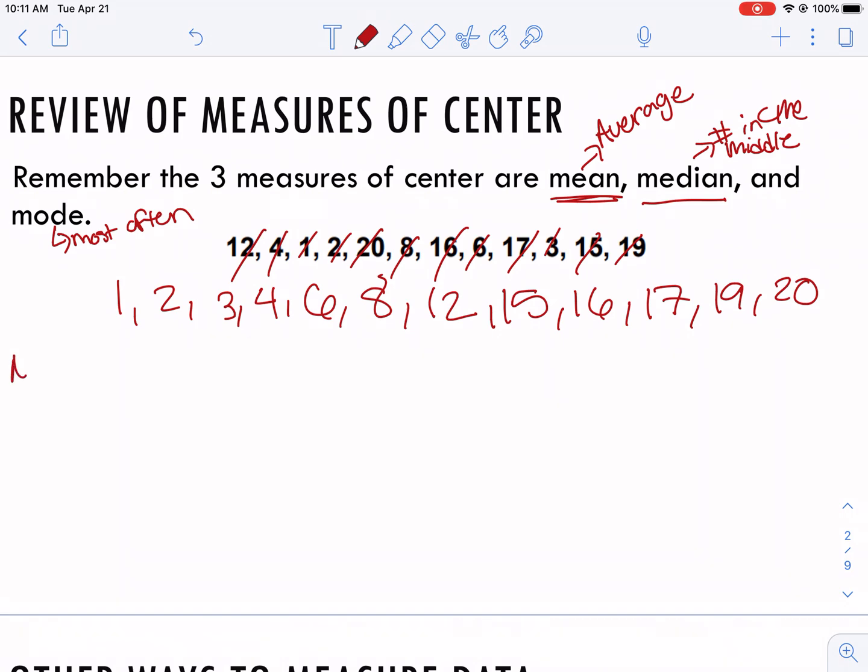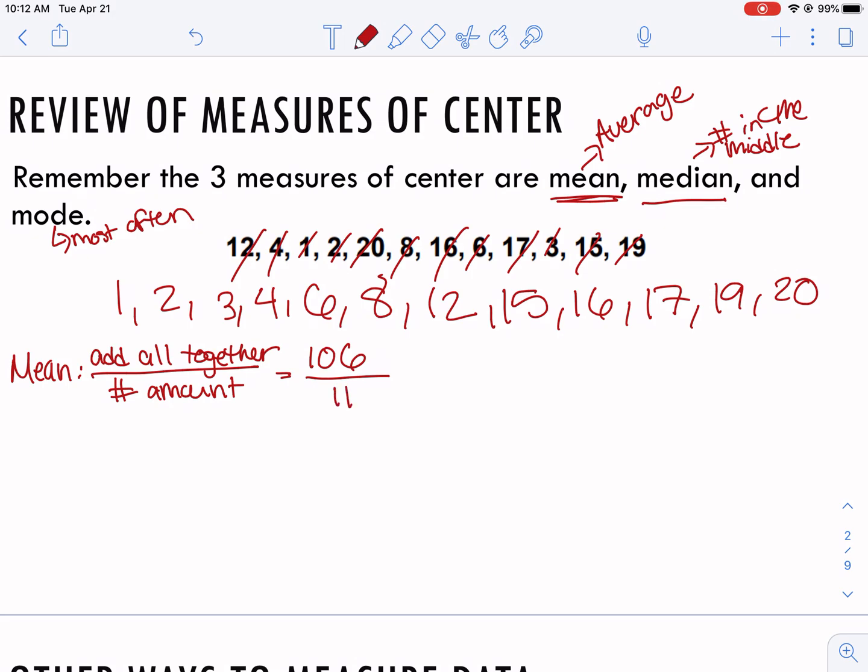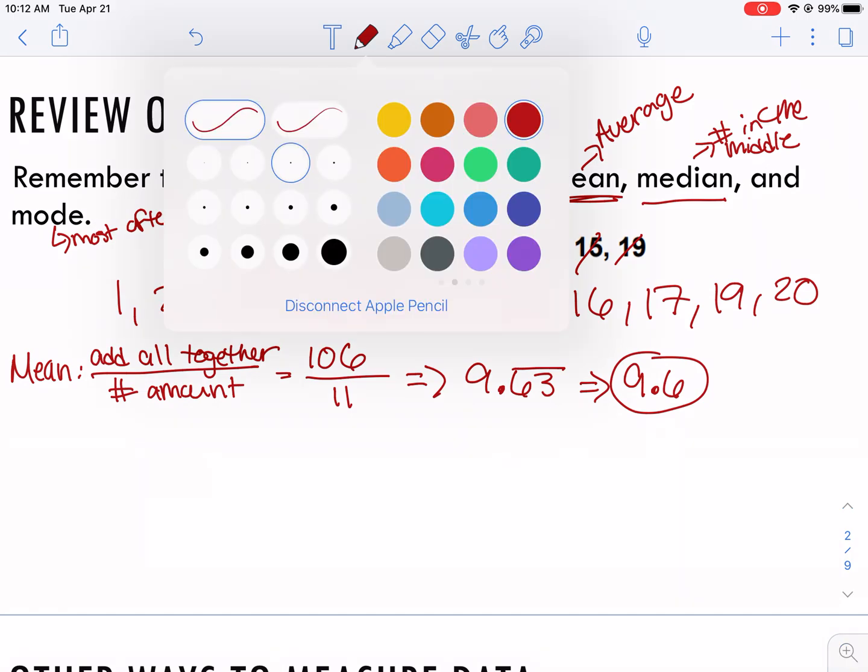So let's find the mean first. Remember, you add them all together and then you divide by the number amount. Meaning, in this case, when I add them all together, I get 106. So I type that into my calculator, and there are 11 numbers total. So I got 9.63, and it keeps repeating. So let's just round it to 9.6. That's our mean. So that's our average.